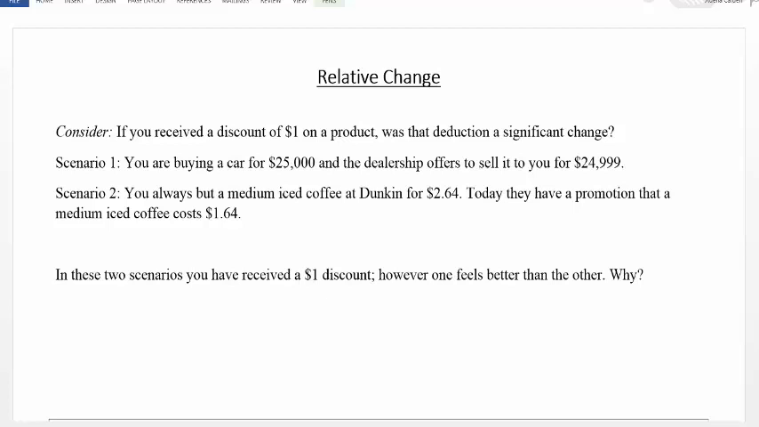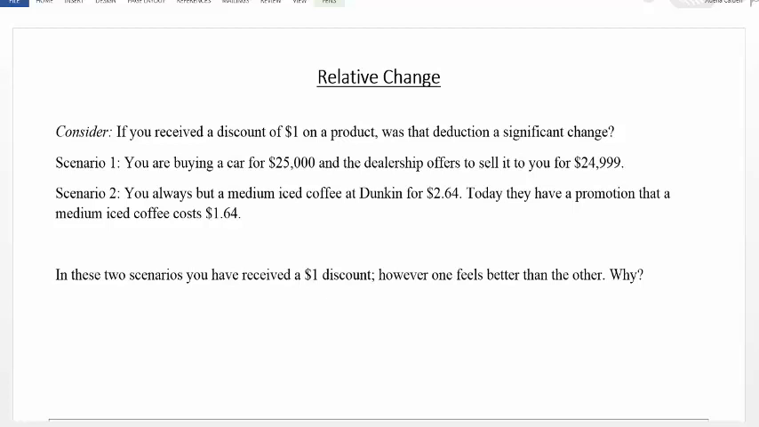So consider the first scenario. You're buying a car that's listed as $25,000 on the lot. When you go in to talk to the dealership, they offer to sell it to you for $24,999. Scenario 2. You always stop to buy a medium iced coffee at Dunkin' Donuts for $2.64. Today they're running a promotion that all medium iced coffees cost $1.64. Now, in both of these scenarios, you received a $1 discount.